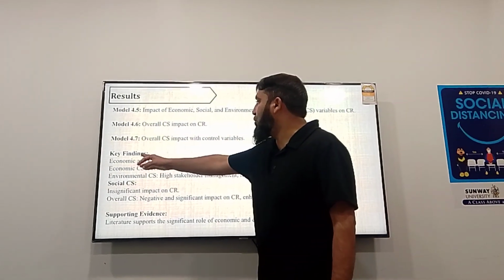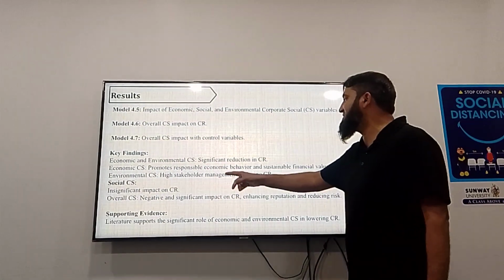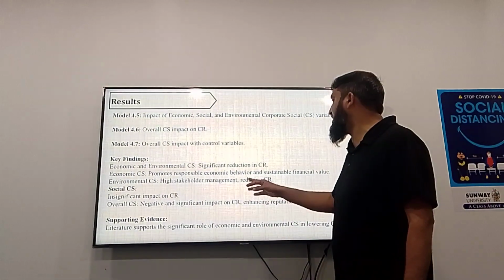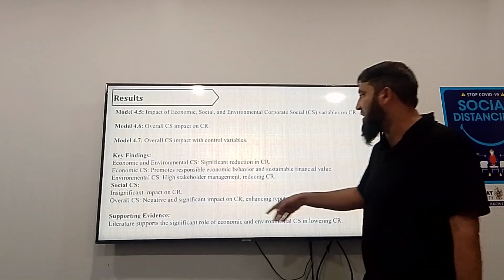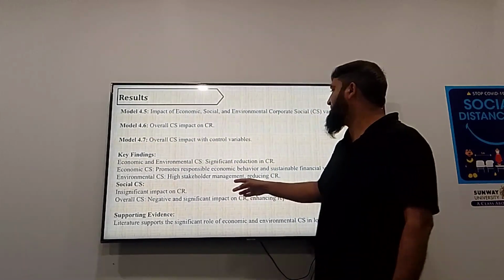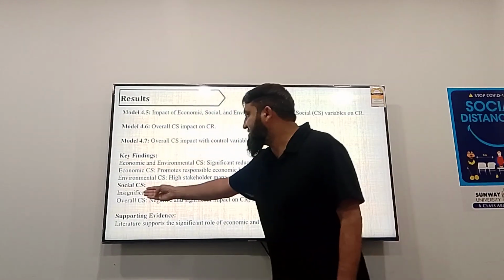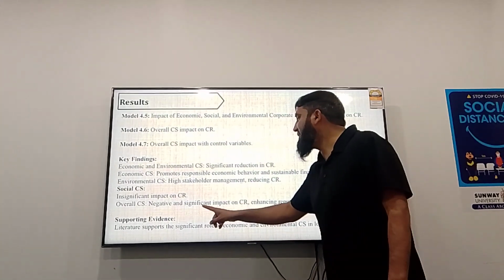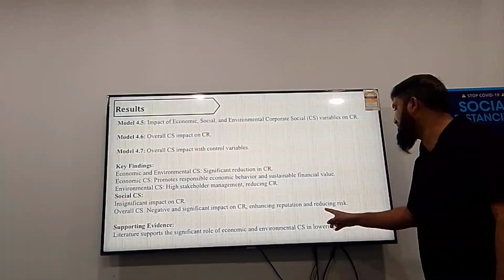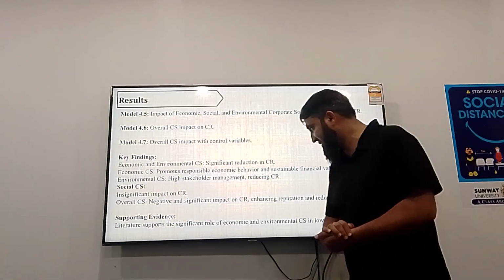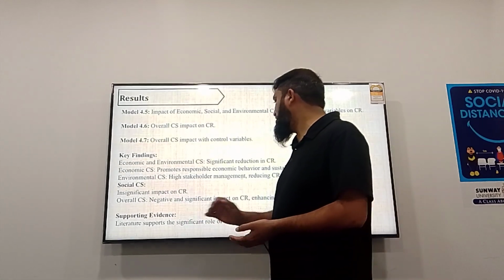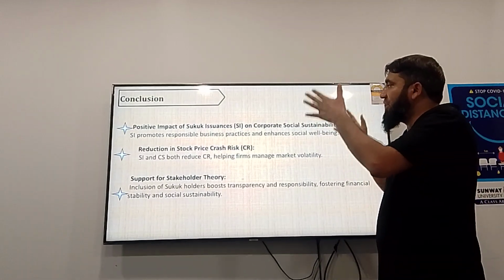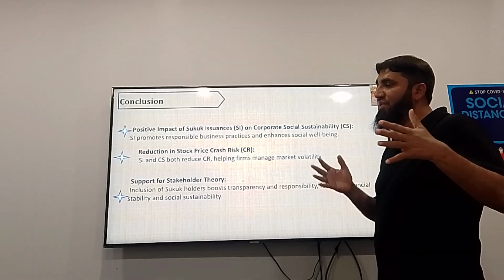Let's come to more key findings, which are that economic and environmental CS bring a significant reduction in CR. Economic CS promotes responsible economic behavior and sustainable financial values. Environmental CS, with high stakeholder management, reduces CR. Social CS has an insignificant impact on CR, and overall CS has a negative and significant impact on CR, enhancing reputation and reducing risk. Supporting evidence in the literature supports the significance of economic and environmental CS and lower CR. This is the whole story behind how the results behave and what the key findings are.